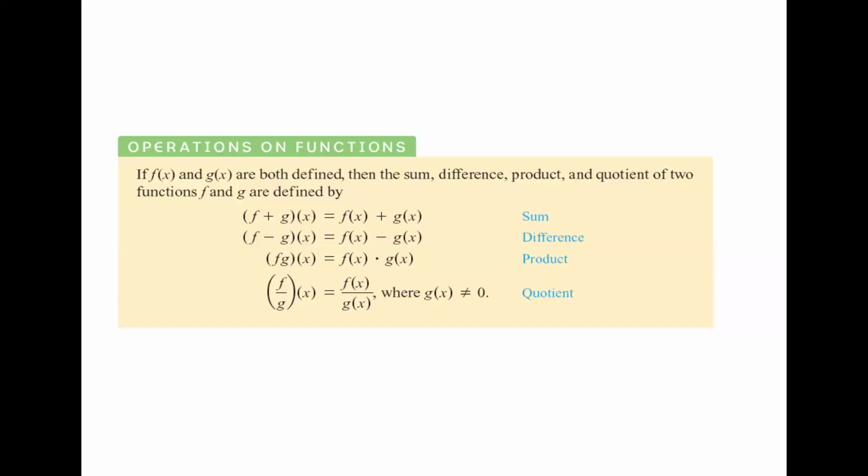All right, so when we're looking at functions, we can do operations on functions. So if f of x and g of x are both defined, then the sum, the difference, the product, and the quotient of two functions can be defined as follows.